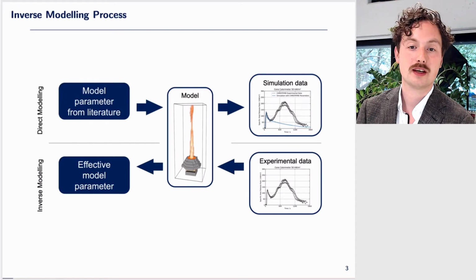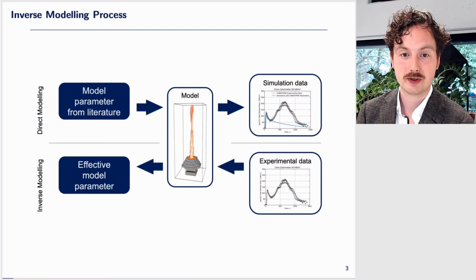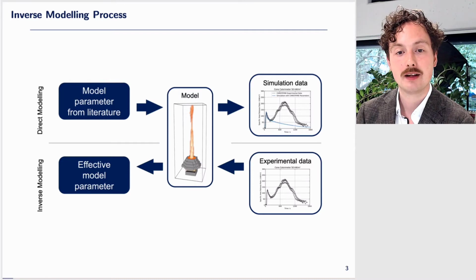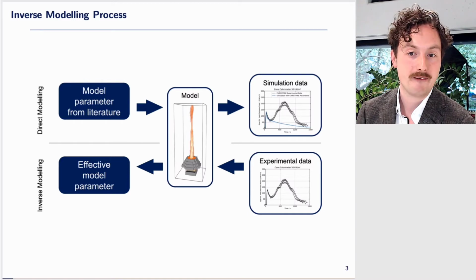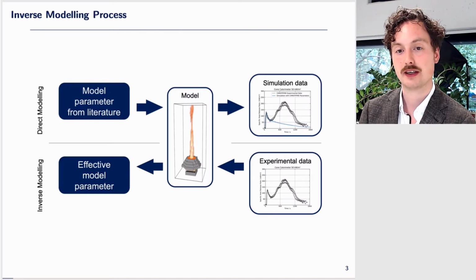So, what was inverse modeling again? The common approach is direct modeling, where parameters from experiments or literature are used to model something and get model response, the simulation data. But when we can't have proper parameters because we can't determine them directly through experiments, we have to calibrate a model to experimental data. Then we can use the obtained model parameters to generate a model response that fits the experimental data. This is called inverse modeling.